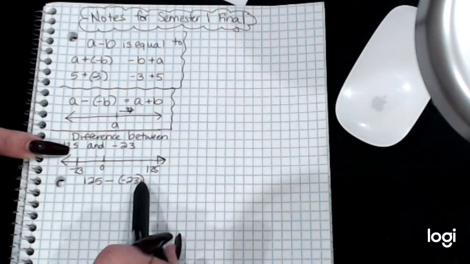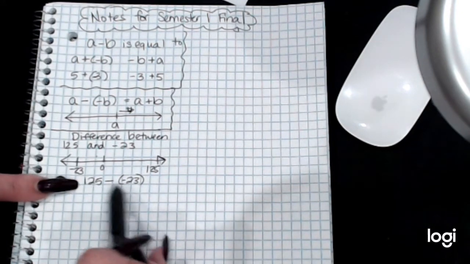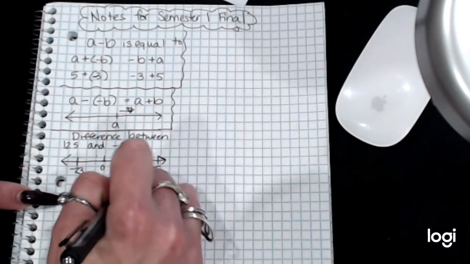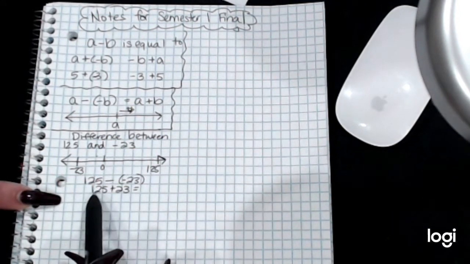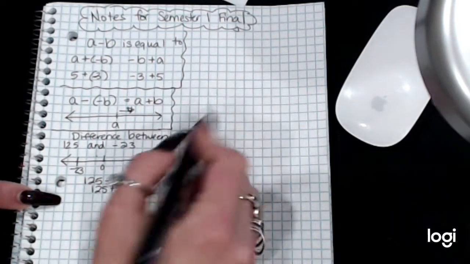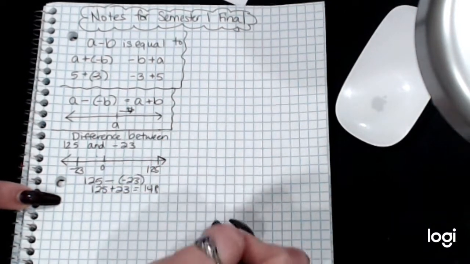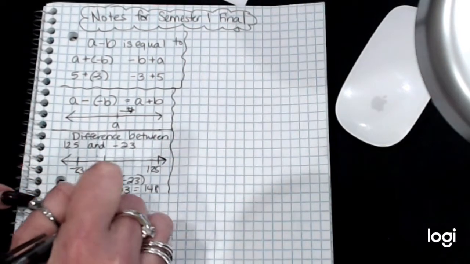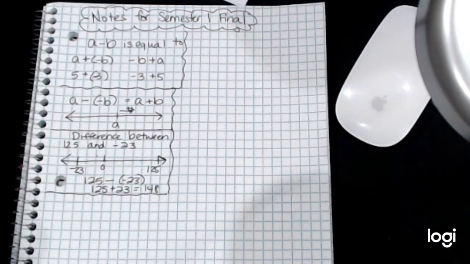The difference between them is going to be 125 plus 23, which gives us 148. Okay, so there's another example.